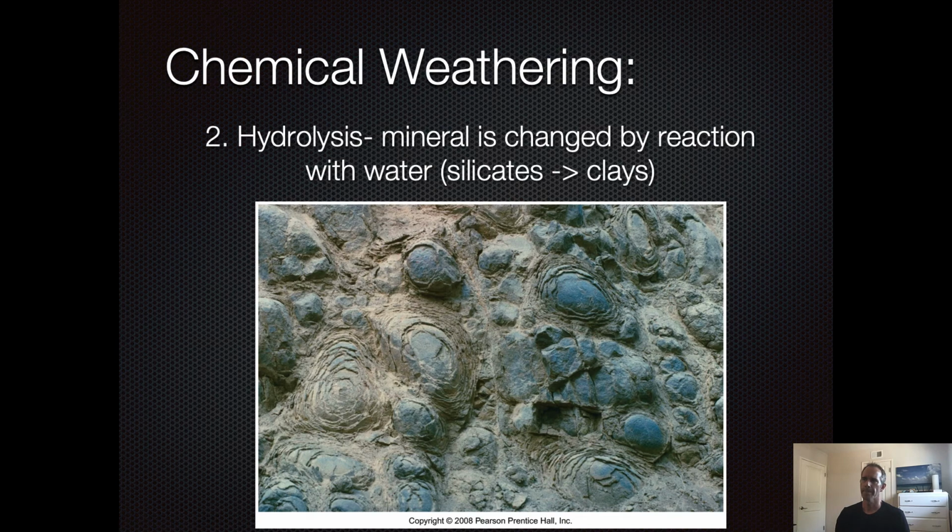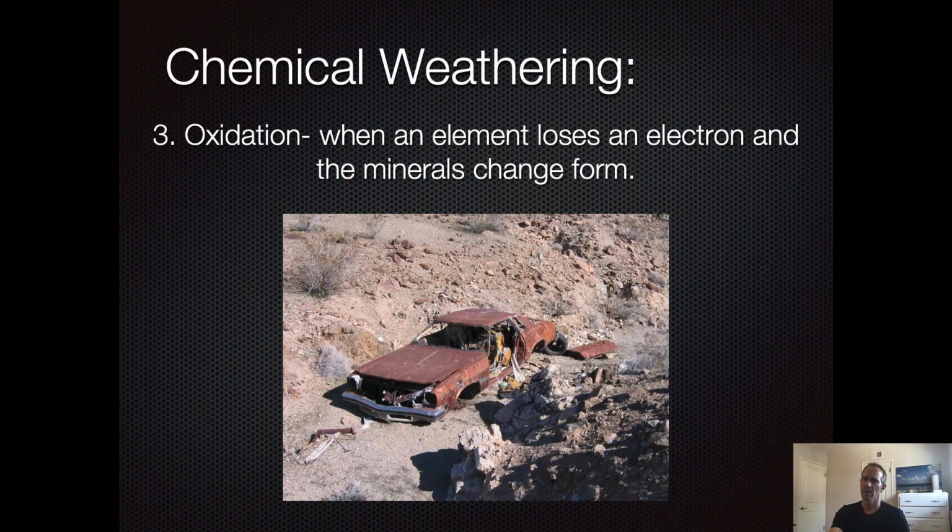A second type of chemical weathering is what we call hydrolysis, and this is where the mineral is changed by a reaction with water. So it isn't necessarily just dissolved, but it reacts with water and changes from one form to another. The most common example of this is silicate minerals turning into clays. So feldspars, for example, degrade into clays when they interact with water. A third is oxidation.